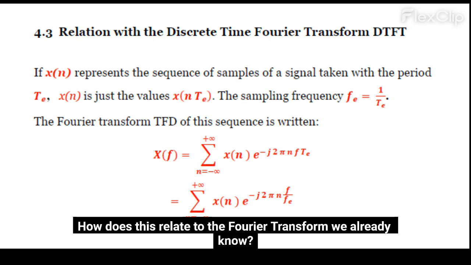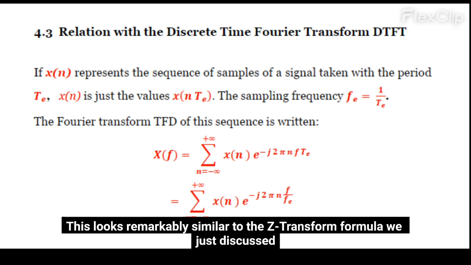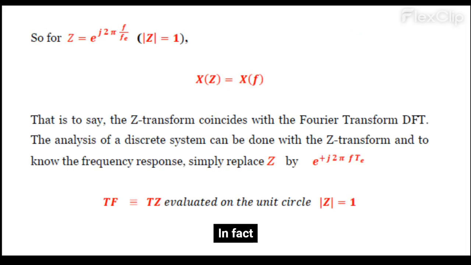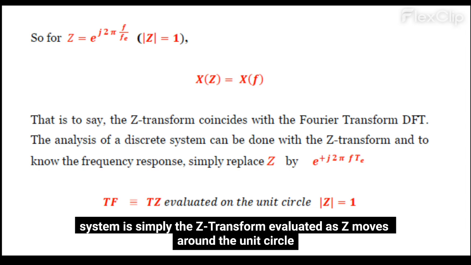How does this relate to the Fourier transform we already know? If we look at the discrete time Fourier transform, DTFT, we see it is a summation involving complex exponentials. This looks remarkably similar to the z-transform formula we just discussed. In fact, if we evaluate the z-transform specifically on the unit circle, where the magnitude of z is exactly 1, it is identical to the Fourier transform. This means the frequency response of a digital system is simply the z-transform evaluated as z moves around the unit circle.